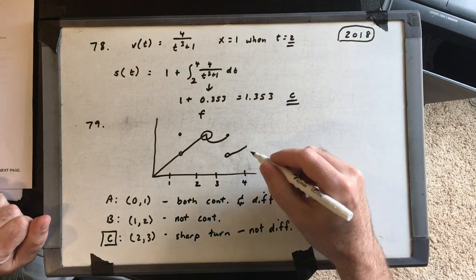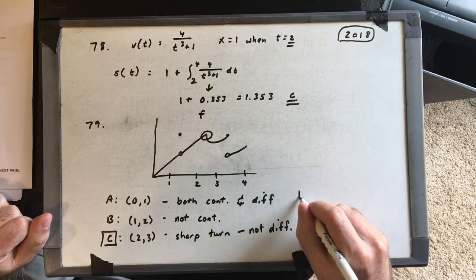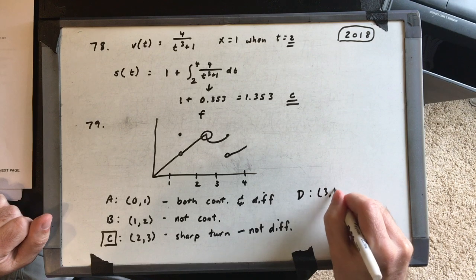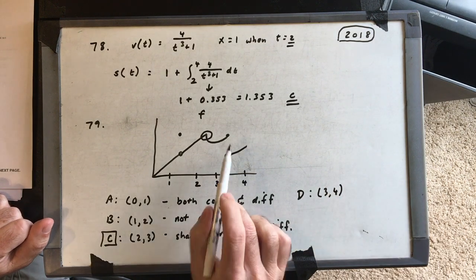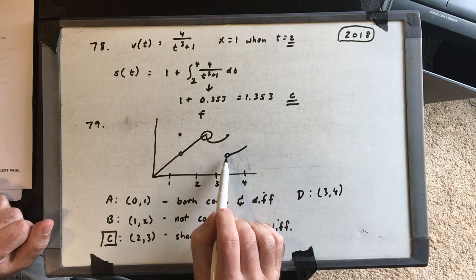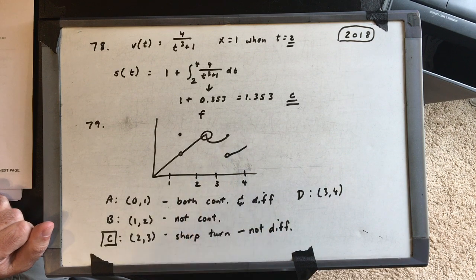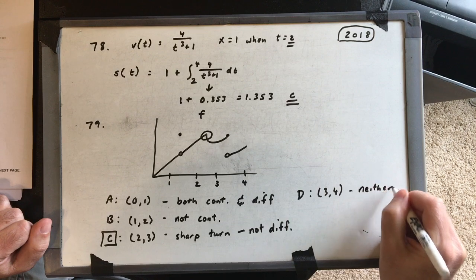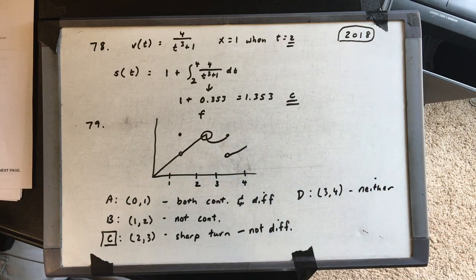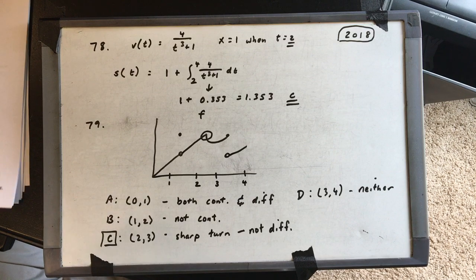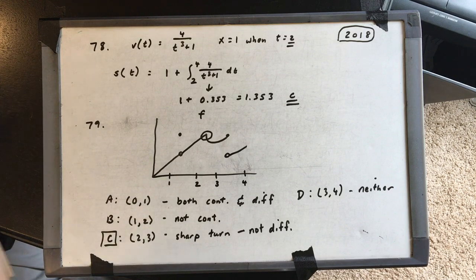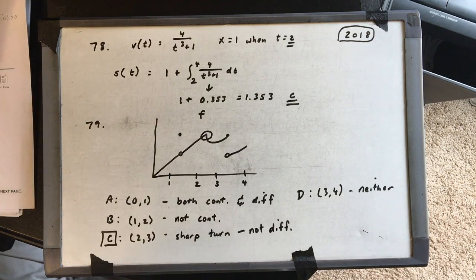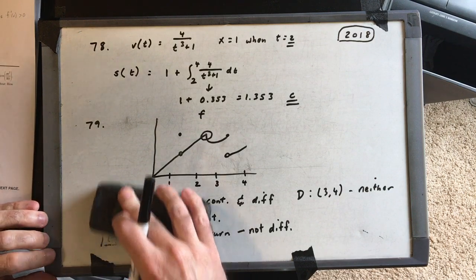And then D, I'll go ahead and look at D from 3 to 4. You got both. It's not differentiable because you got a big gap, and it's not continuous. So it's neither. So the answer to 79 is C. No calculator required. Just because we're in the calculator section doesn't mean that you're going to be using your calculator every time. I think we've only had to use it once so far.